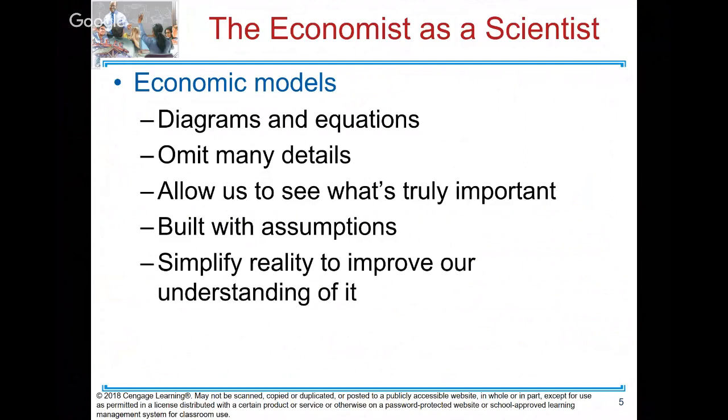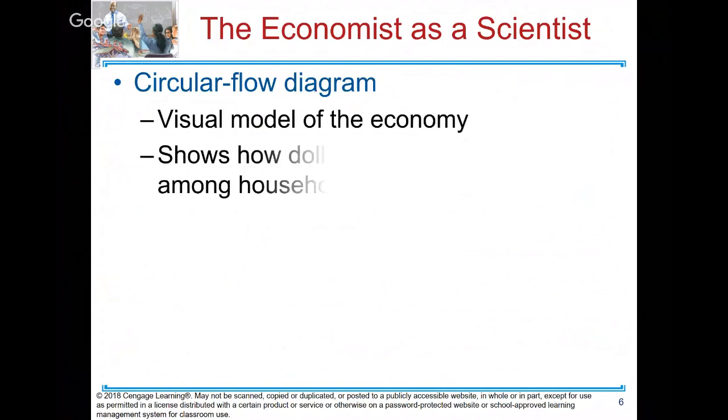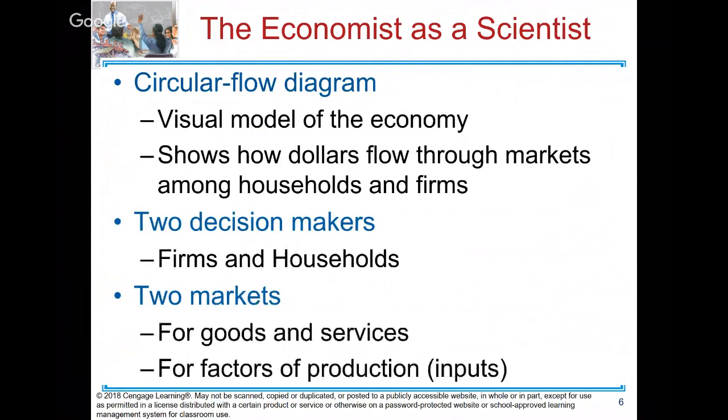All right, so let's look at our first model. It's called a circular flow diagram. It's a very simple model that shows you a very basic view of the economy. It shows you how money flows between households and firms, and also how goods and services flow between households and firms. So in this very simple model, there are only 2 decision makers, 2 variables. These 2 parties are the firms and households. And in this diagram, we also have 2 markets.